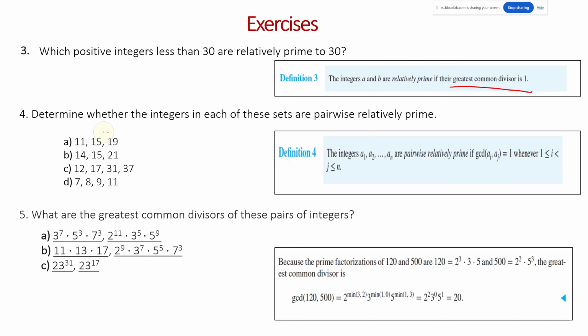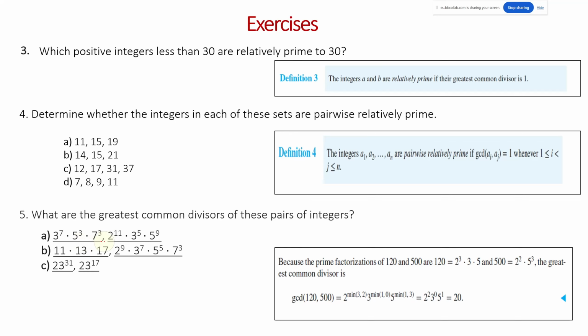So again, we'll determine whether these are pairwise relatively prime, which means I have to find the greatest common divisor between 11 and 15, then between 15 and 19, then between 11 and 19. So I'll just check these two, and all of them. If all three are equal to 1, then I can say that yes they are, or no they aren't.